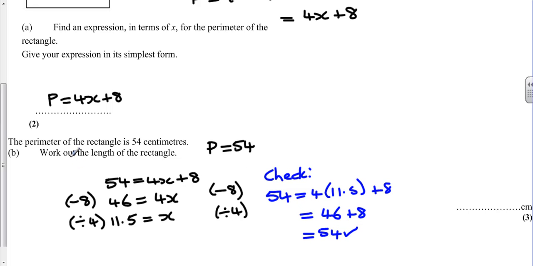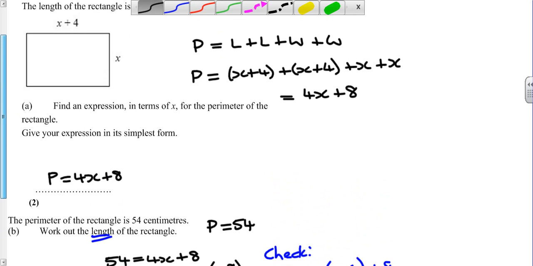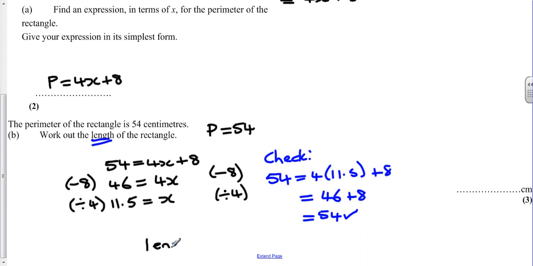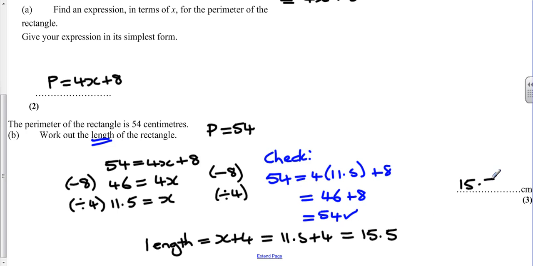Now this is where you need to be careful. It says work out the length of the rectangle, and if we remember, the length was x plus 4, so the length is x plus 4, which means that's going to be 11.5 plus 4, meaning that the length is 15.5. Always remember to read the question carefully.